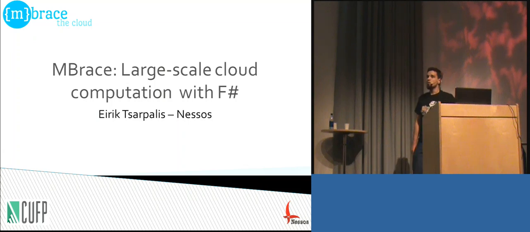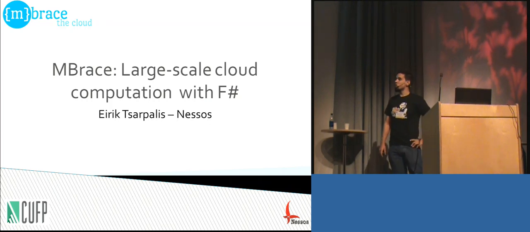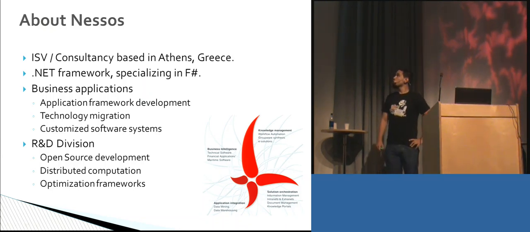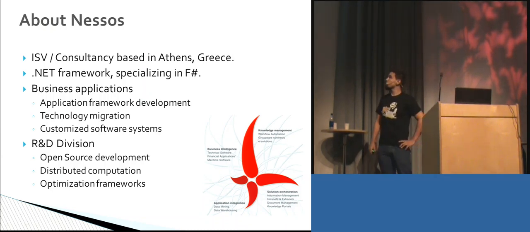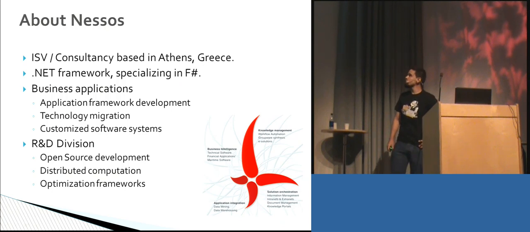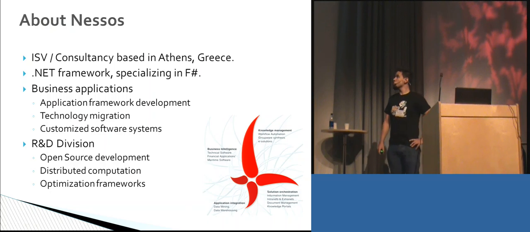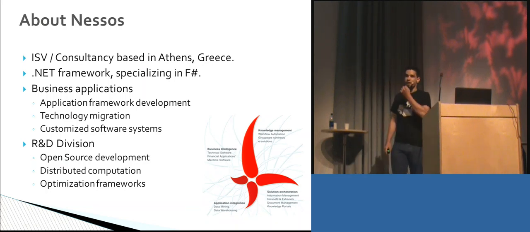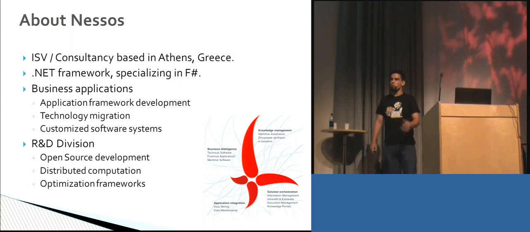About EMBrace, or in other words, how you can use F-sharp to perform large-scale cloud computation. To give you a few words about us, we are a small software company and consultancy based in Athens, Greece. We specialize in the .NET framework and in particular F-sharp. We mostly do business applications, but we also have a research and development division that mostly does open source development, and EMBrace is one of those open source efforts.